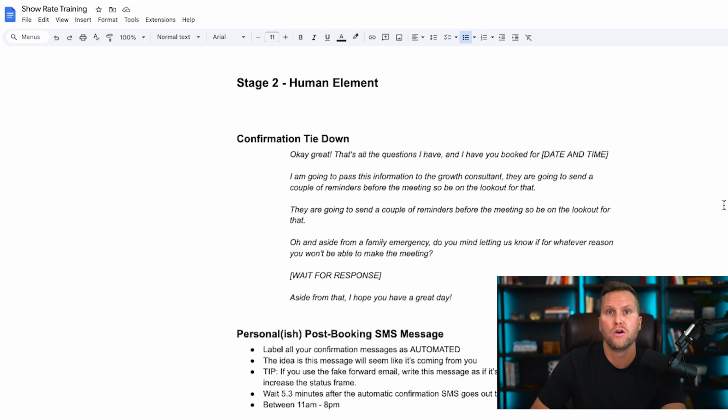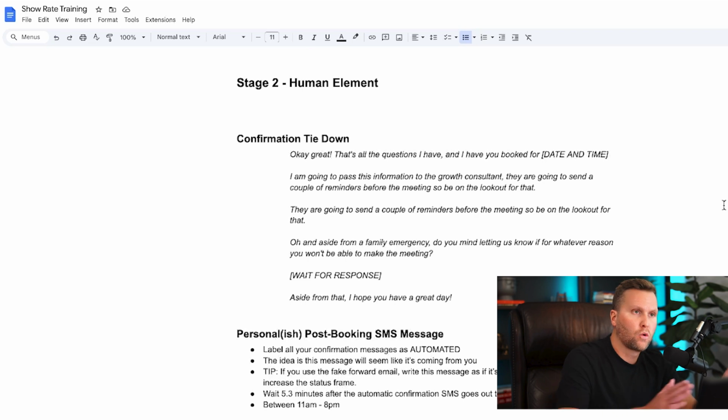Or you can use this when you call them 24 hours out if they have not then confirmed their appointment up to that point. You give them a call either the morning of, if it's a PM appointment, or if it's an AM appointment, you give them a call the day before. You can use this confirmation tie down. The way that we're going to use this is toward the end of the call.